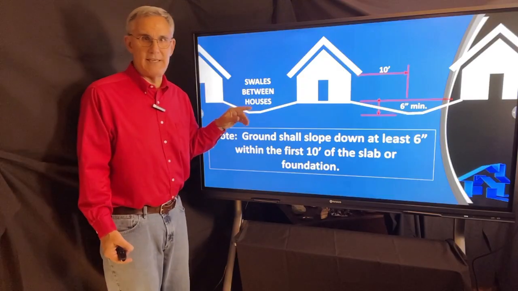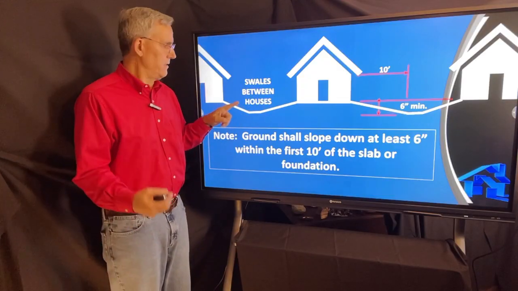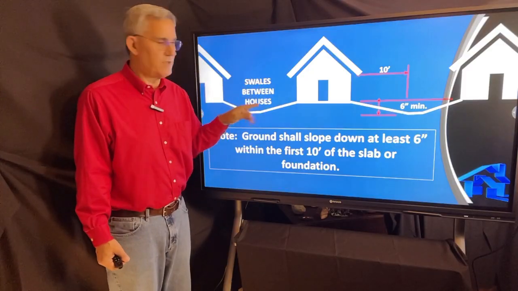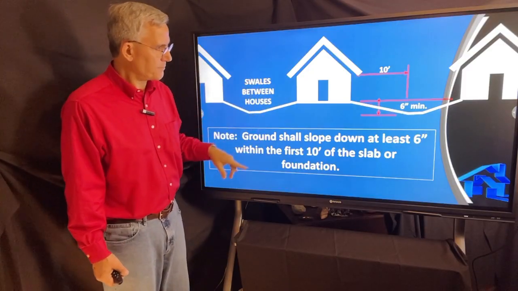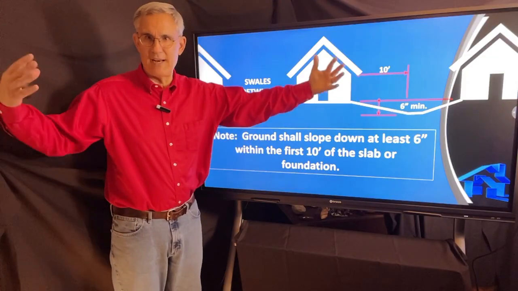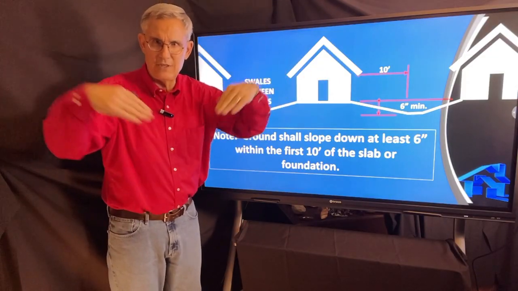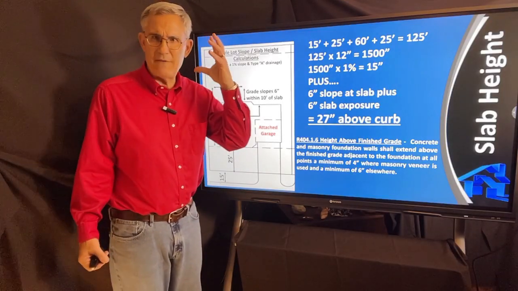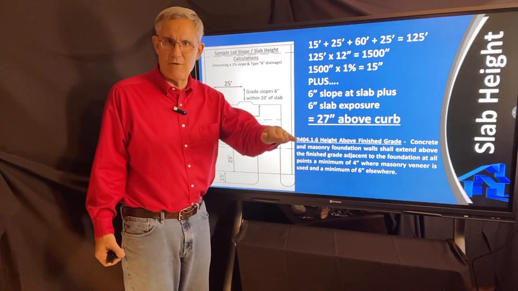So take a look at it. If you go down the street, you should see slopes coming down from houses. As you look between houses, you should see the slopes coming down, and then it should go up and down. If it's flat between houses and you got a lot of room, again, the code says shall slope down 6 inches. Now, how do we figure out how high that form board should be?